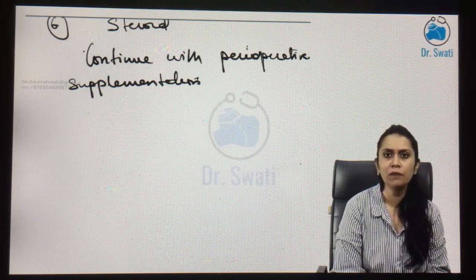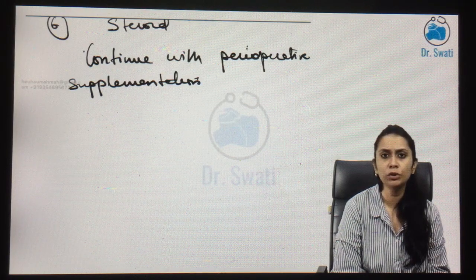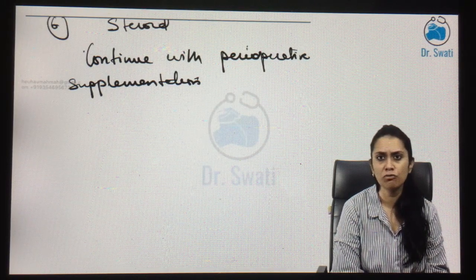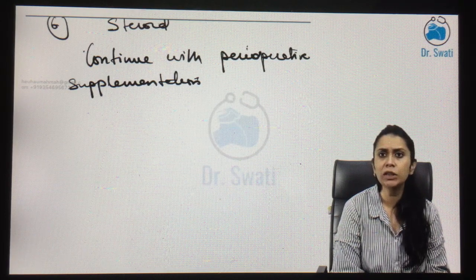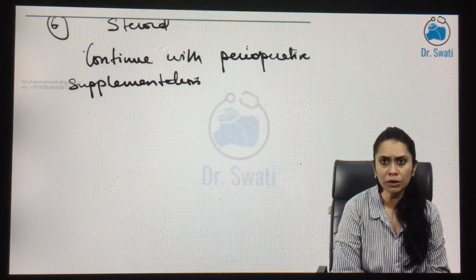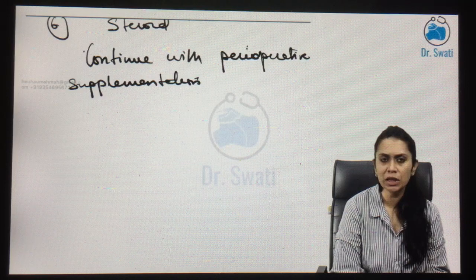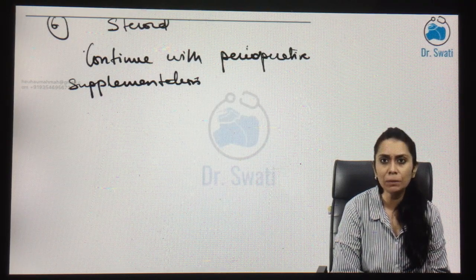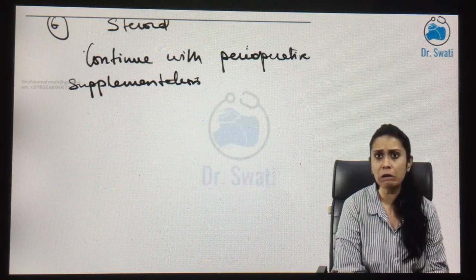Now in AIIMS they asked: a 40-year-old non-diabetic female posted for frontal lobe glioma surgery. Which order has been given incorrectly by the junior resident? Options: head wash by chlorhexidine shampoo, pre-op antibiotic prophylaxis, pre-op anti-epileptic prophylaxis, stop steroid. Which is the wrong order?